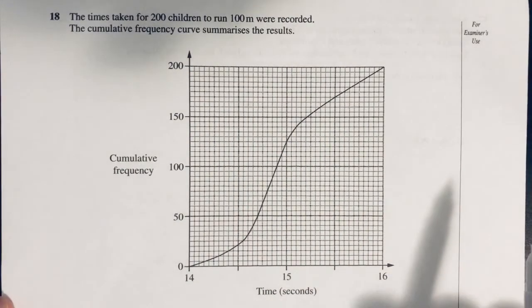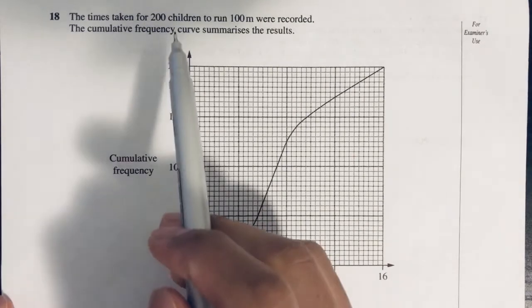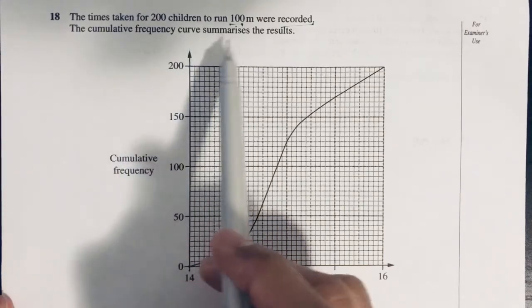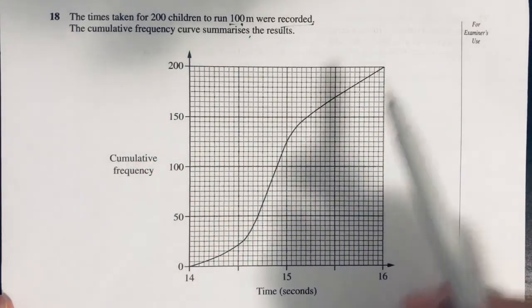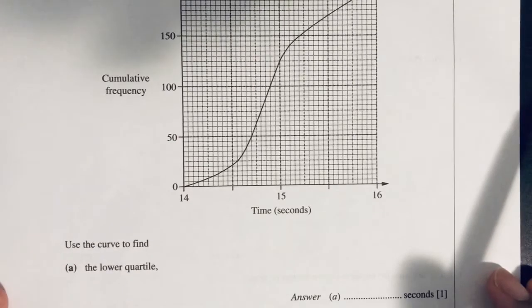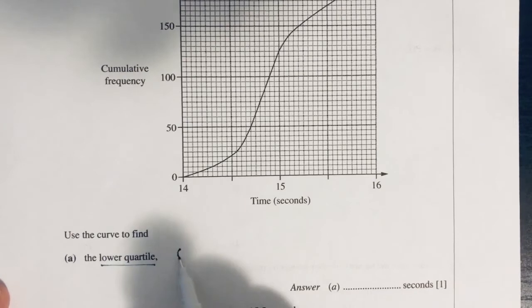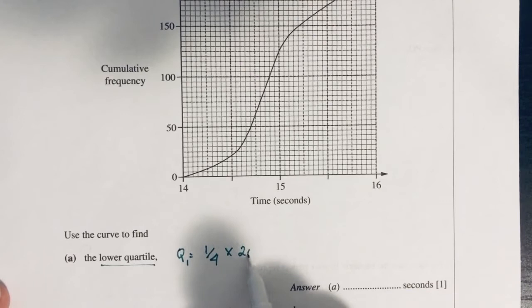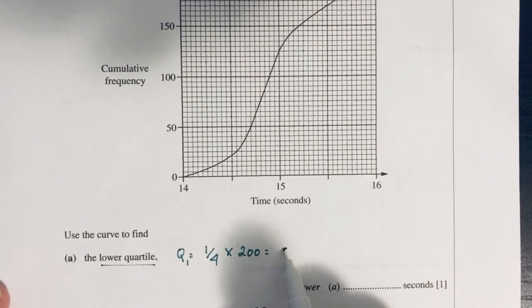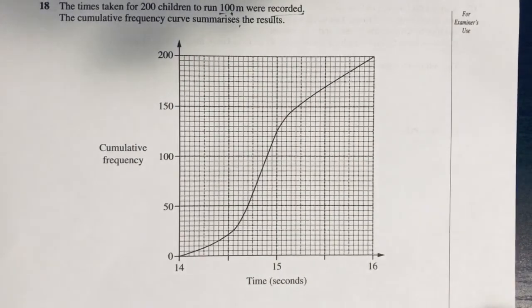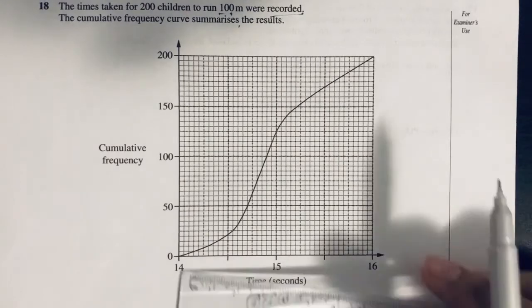Question number 18. The times taken for 200 children to run this distance were recorded. The cumulative frequency curve summarizes the results. So we have a cumulative frequency curve here. Part A. We have to use the curve to find the lower quartile. Lower quartile is Q1, which is 1 over 4 times the number of people, which is 200. So that will be the 50th element on the graph. So let's find that. We have to use a ruler to draw the 50th element and find the value.